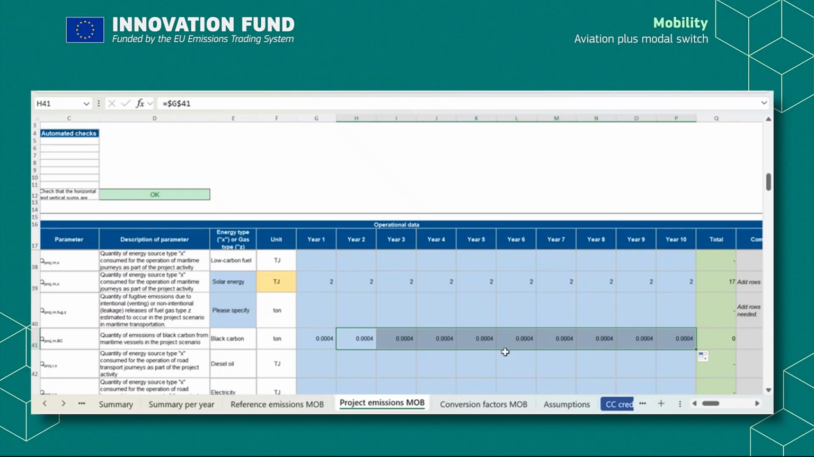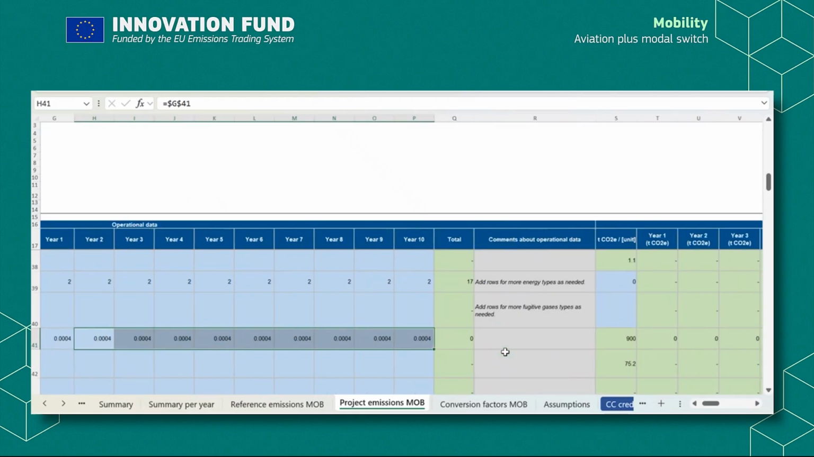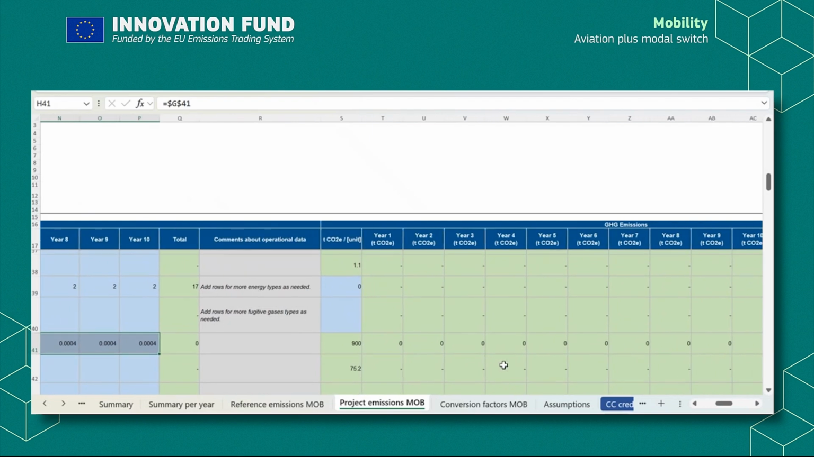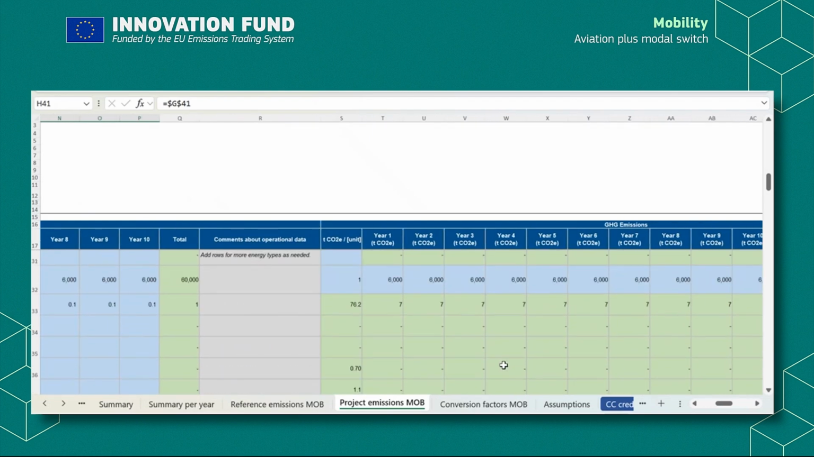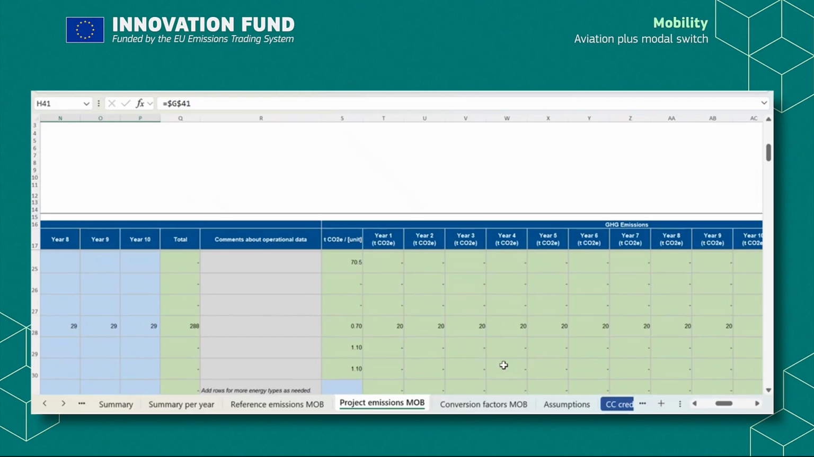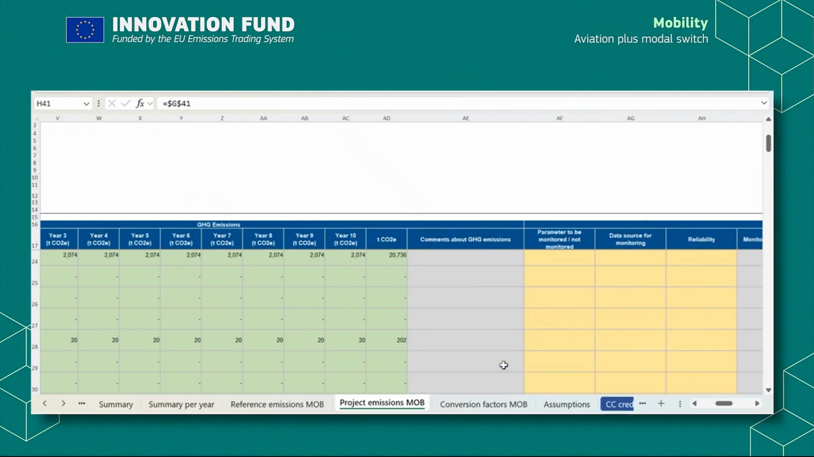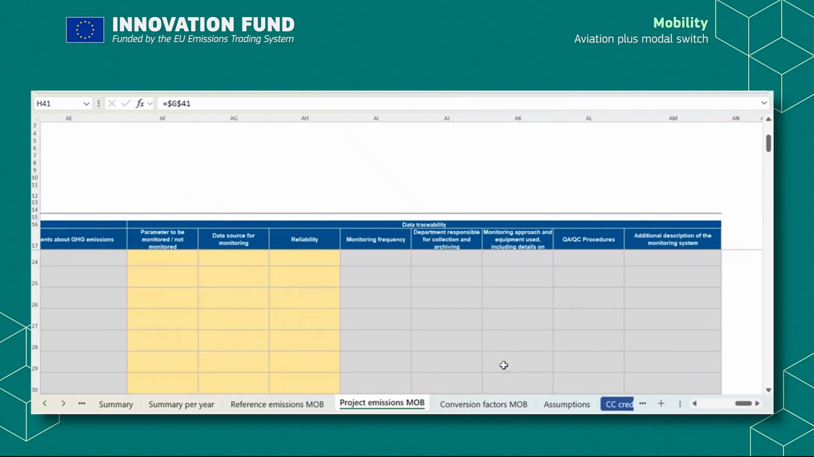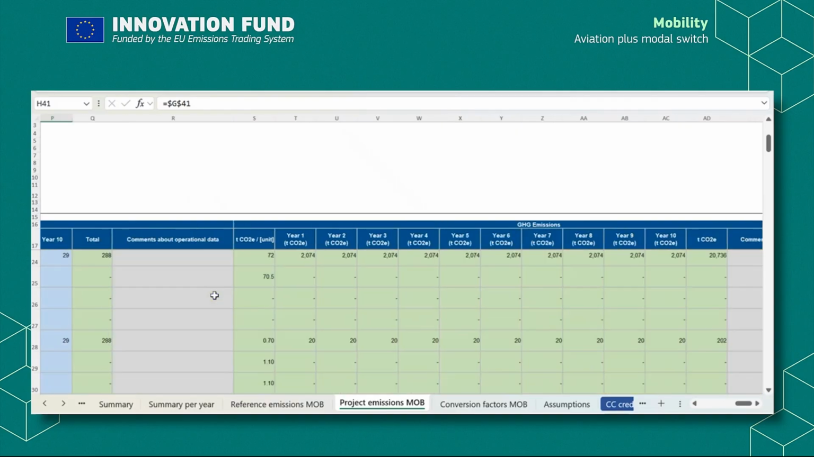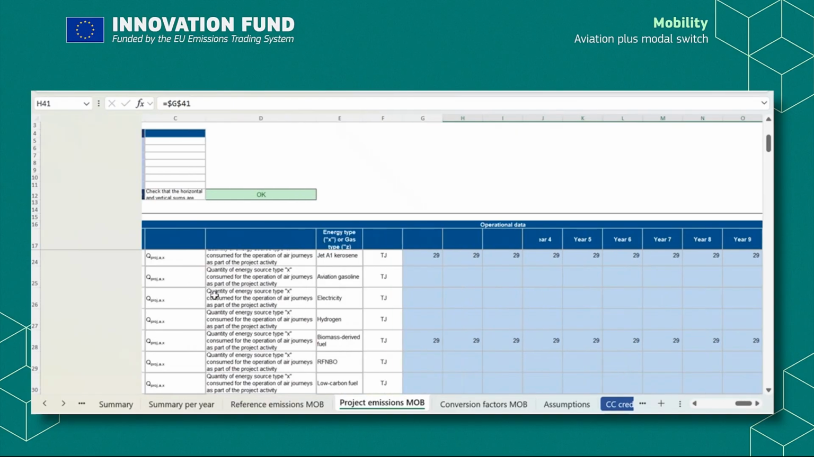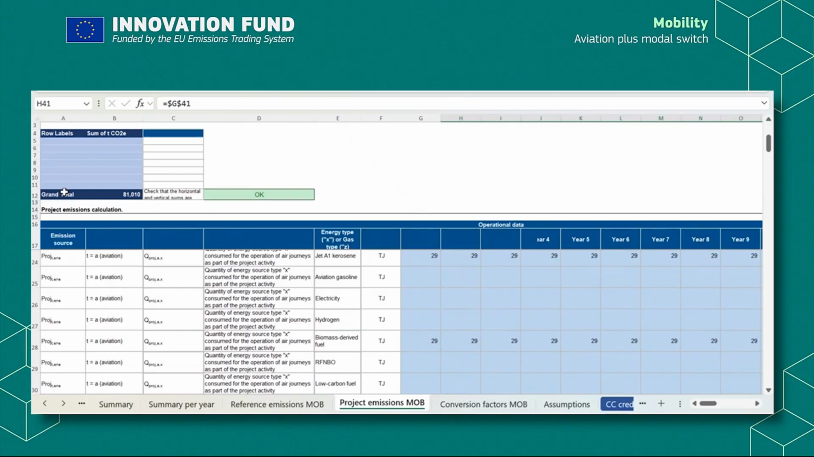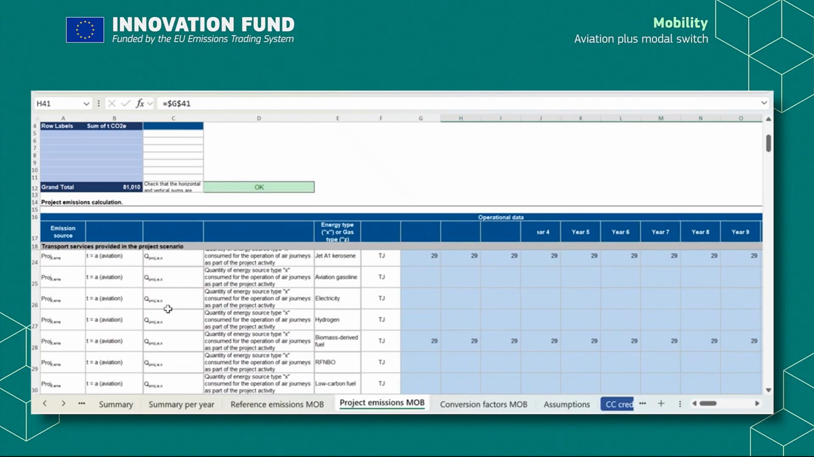Now that we have filled all the parameters, we can see that emissions are being calculated in the light green calculation columns to the right of column S. Don't forget to fill in the information in the data traceability columns, and to check the project emissions calculated in the summary table. We are now done with our calculations.